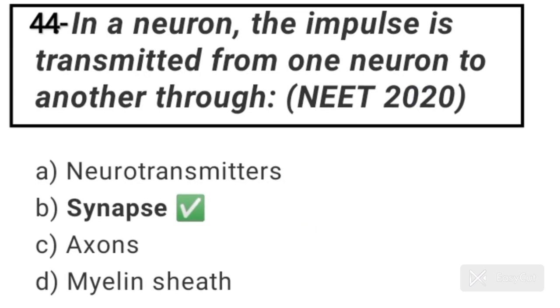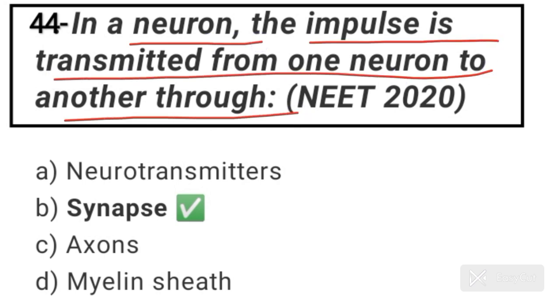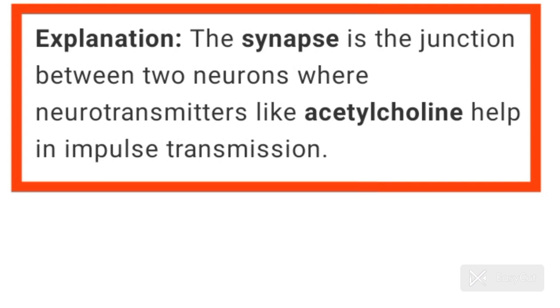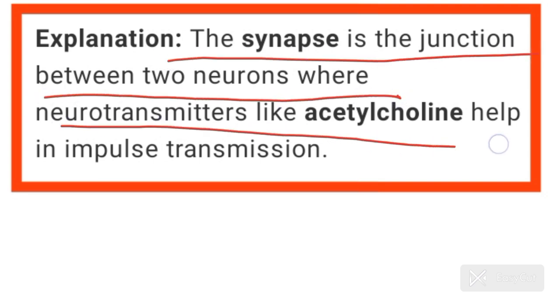Question number 44. In a neuron, the impulse is transmitted from one neuron to another through? Answer is option B. Synapse. So, impulse is transmitted from one neuron to another neuron through synapse. Synapse is the junction between two neurons where neurotransmitters like acetylcholine help in impulse transmission.